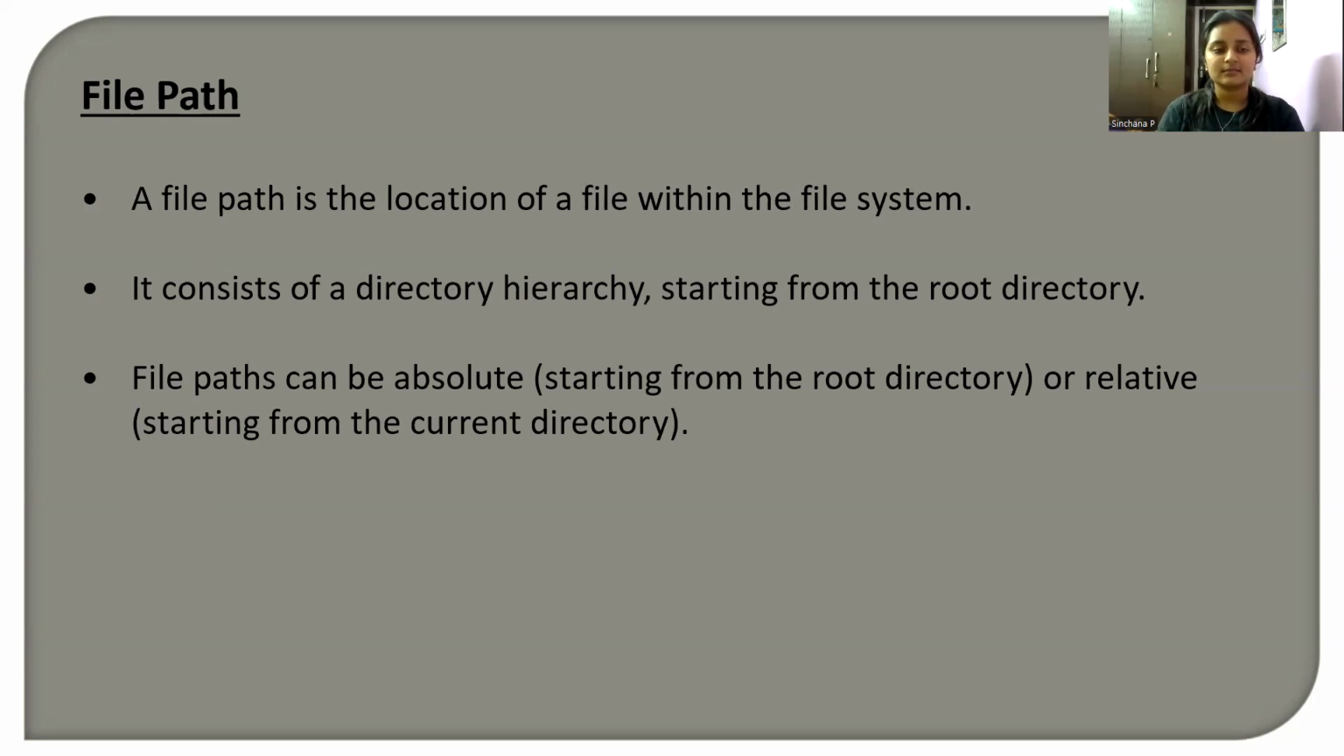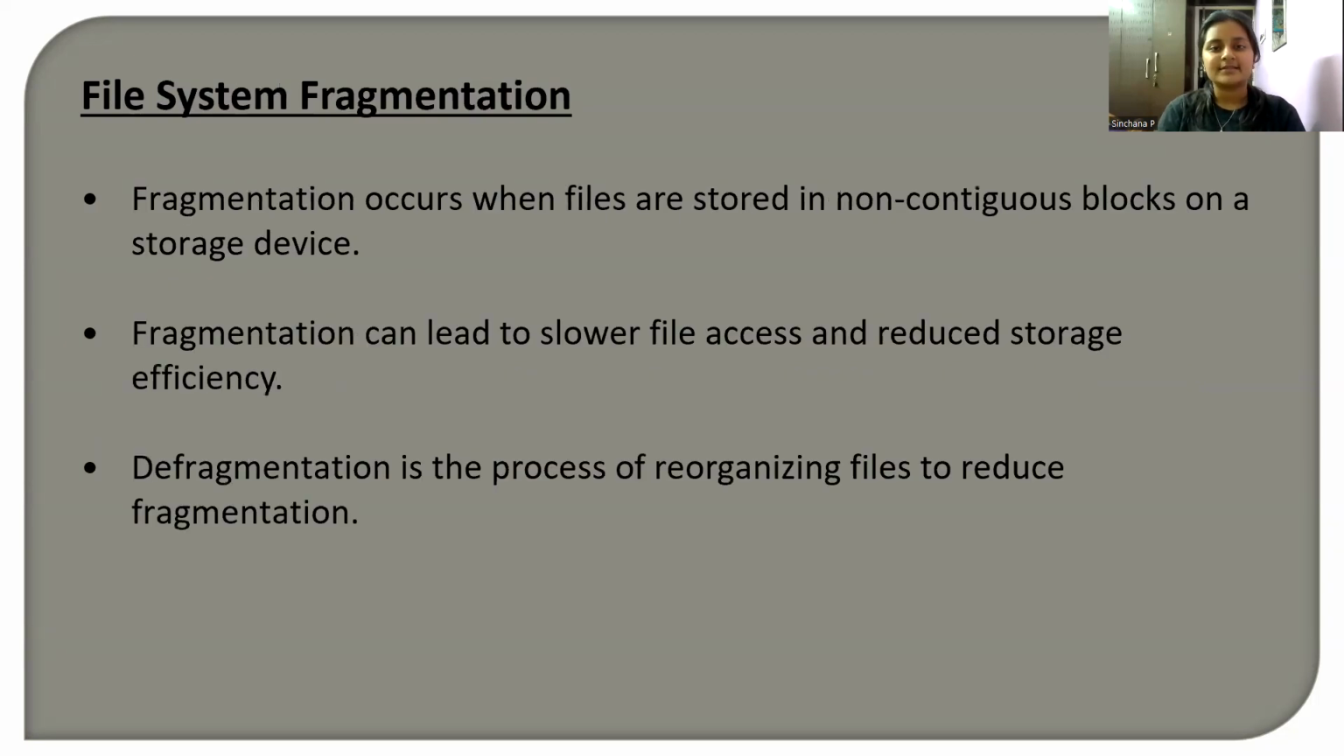Next is file system fragmentation. Fragmentation occurs when files are stored in non-contiguous blocks on a storage device. Fragmentation can lead to slower file access and reduced storage efficiency. Defragmentation is the process of reorganizing files to reduce fragmentation. This is all about fragmentation, and in fragmentation there is defragmentation, that is, the process of reorganizing files to reduce fragmentation.